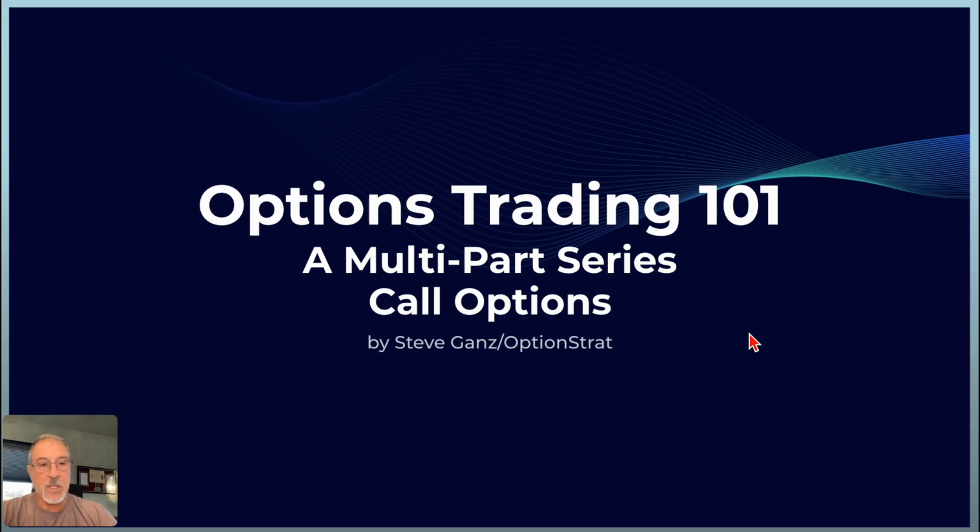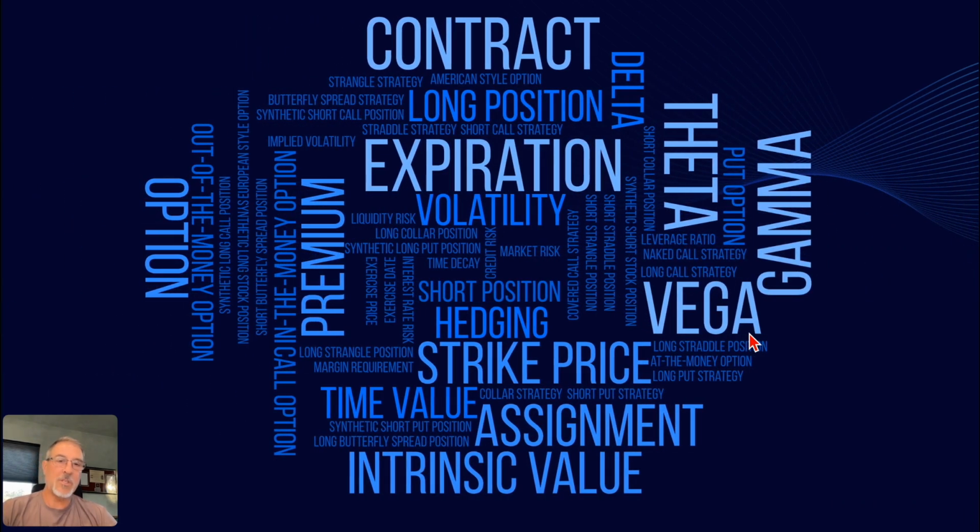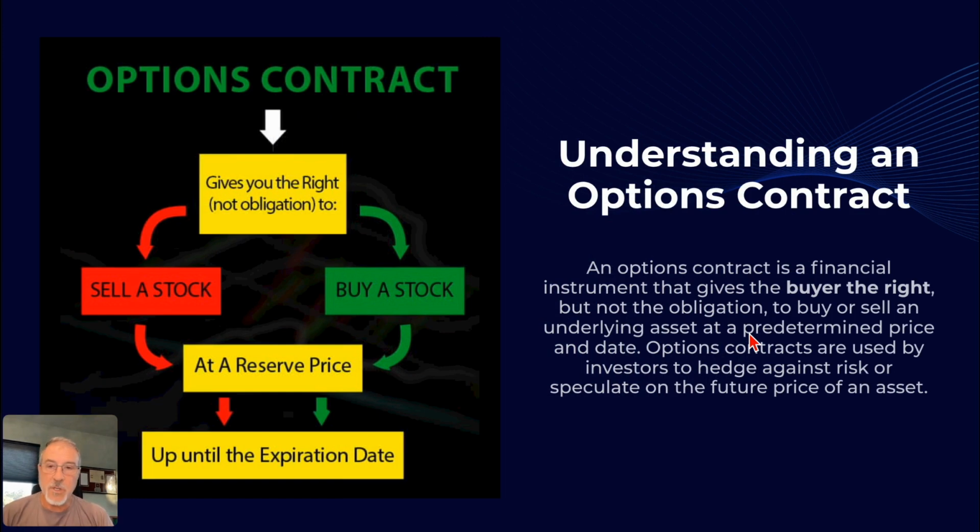So again, let's get into call options in this specific session. There are lots of different terms around options: contracts, expiration, strike price, assignment, intrinsic value, gamma, vega. We're going to cover a lot of these as we go through this entire series. But the first thing I want to start with, and I'm going to put this at the beginning of a number of these sessions, is just the basics of an options contract.